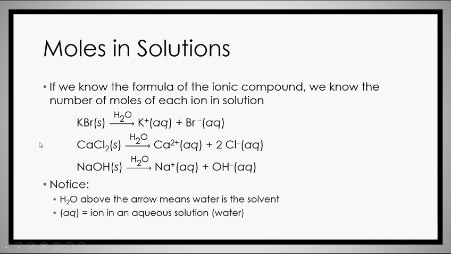So if you know the chemical formula for your solute, you know the ions that are going to be produced. Not only that, you also know the exact number of the ions that are going to be produced. And so a few notation notes here. First thing is if you see H2O or anything written above your reaction arrow, all that really means is that this is going to be KBr solid plus water to get to this next step.